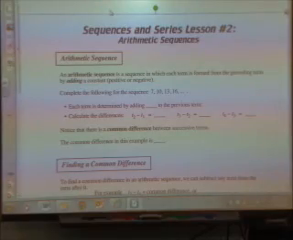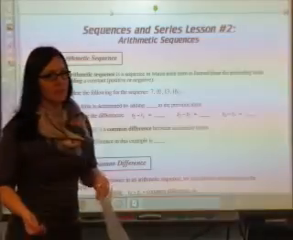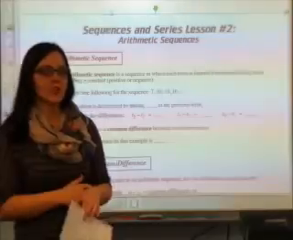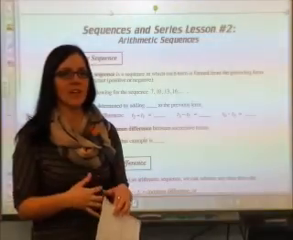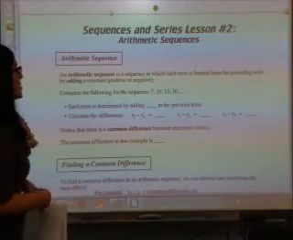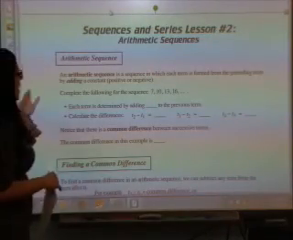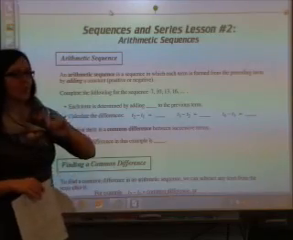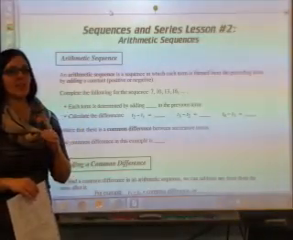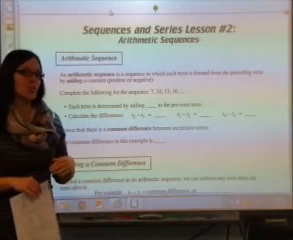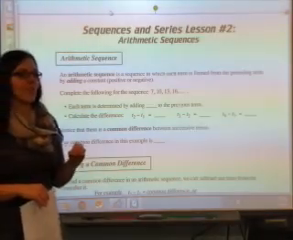So what we're looking at today is arithmetic sequences. We started looking at the patterns yesterday, the difference between an arithmetic sequence, a geometric sequence, and then other types of sequences. An arithmetic sequence is a sequence in which each term is found by adding a common difference to the preceding term. It could be positive, it could be negative, but it's always in terms of adding.